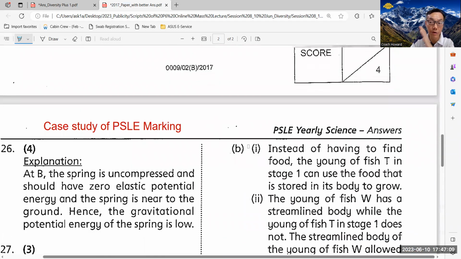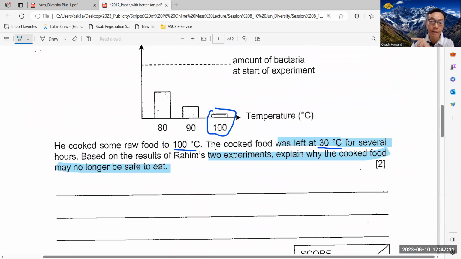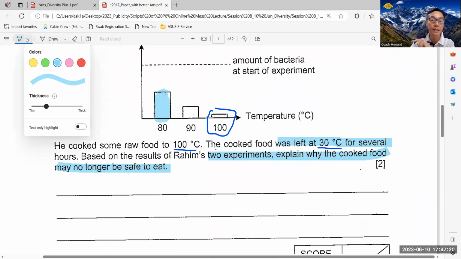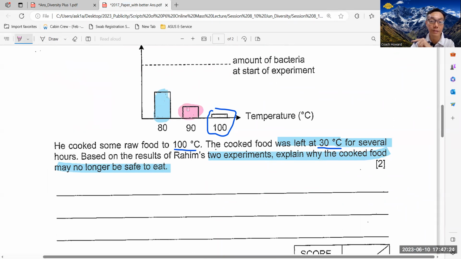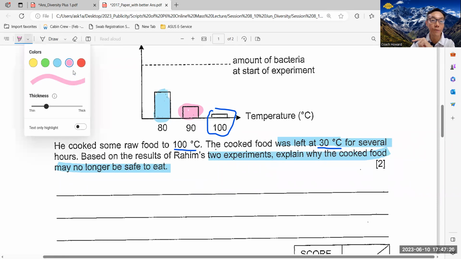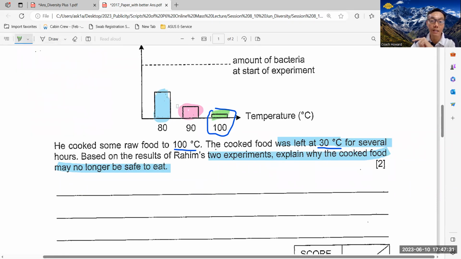graph, not all the bacteria are being killed. Can you see? At 80, there is this column here. Okay, this part. So at 80 degrees, there are more bacteria still alive, right? And then at 90, lesser, maybe half the amount. And at 100, even lesser, maybe 1/7 of the initial one. So you can see as the temperature increases, right, there is less bacteria that are still alive.